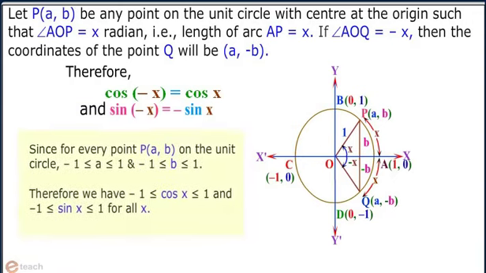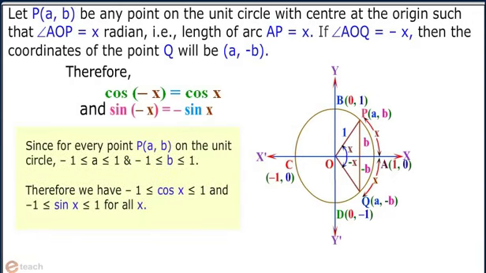Since for every point P(a, b) on the unit circle, we have a lying between -1 to 1 and b lying between -1 to 1, we have cos x lying between -1 to 1 and sin x lying between -1 to 1 for all values of x.